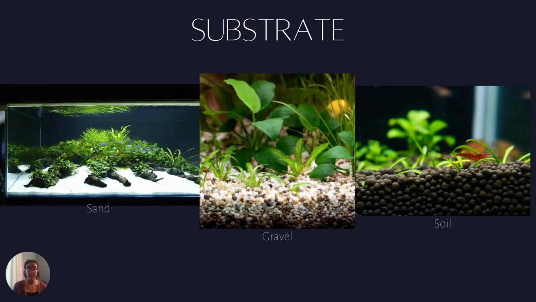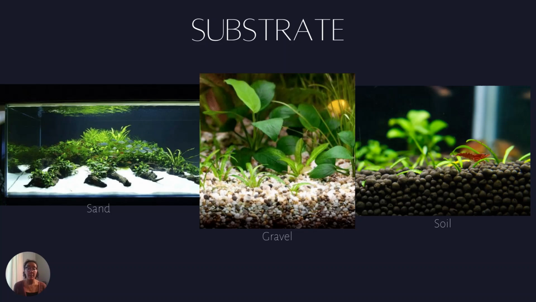The second thing to consider when starting your tank is what type of aquarium substrate you would like to use. The three main types are sand, gravel, and soil. Sand can be easily cleaned because the food and waste just lands on top and it doesn't go deep into the sand. A variety of fish enjoy burrowing in the sand and foraging in sand.